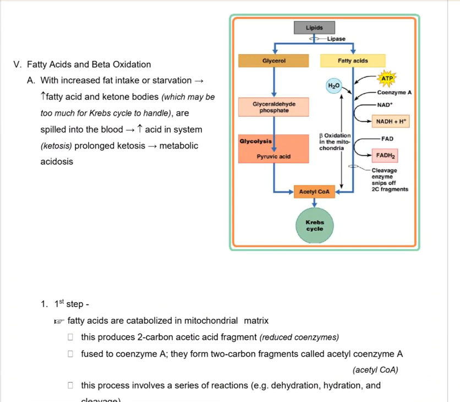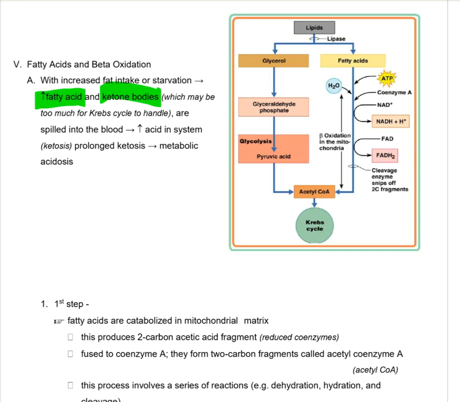When we looked at diabetes, a little bit of it is new, so I'm going to add a couple things in here. We want to talk about fatty acids and beta oxidation. If you increase your fat intake, or if you're undergoing starvation and your body starts to use your body fat more as its nutrient source, we're going to have a large amount of fatty acids in the bloodstream and ketone bodies. Okay, now we'll talk about those ketone bodies in a second here.